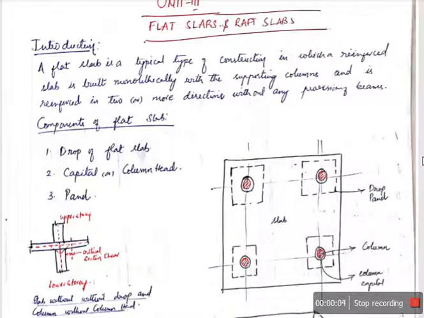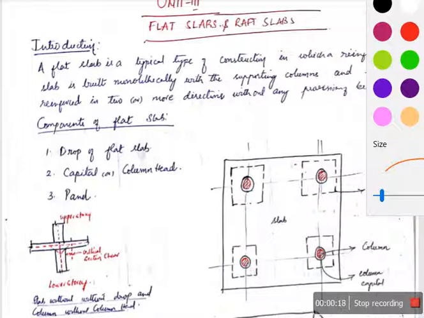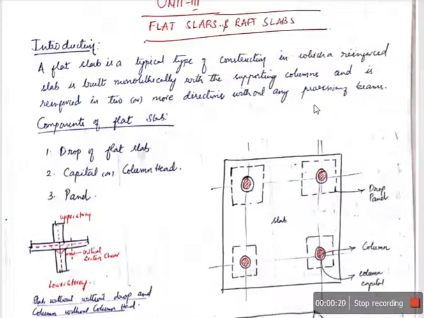Today we are going to discuss flat slabs. Typically, a flat slab is a slab that is constructed monolithically with a column, but without the provision of beams. So, the beams are not at all provided.